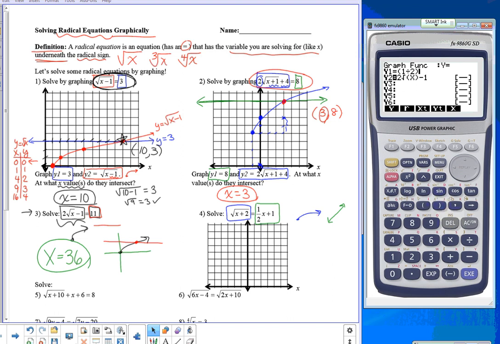1/2 I'm going to put in parentheses so my calculator doesn't get confused. I always put fractions in parentheses. 1/2 x plus 1. And then in y2, I'm going to put the square root. I need to make sure I put parentheses around my x plus 2 so that all of that is included underneath the radical symbol. I'm also going to go to Shift View Window Standard to go back to my regular window.